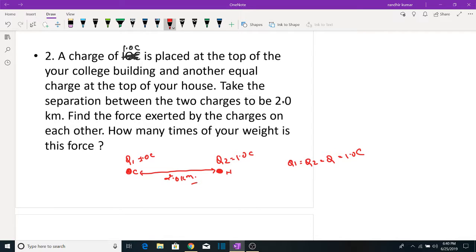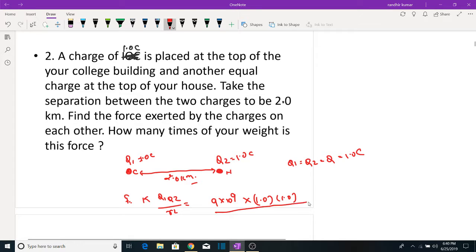So now find the force. The force is equal to K Q1 Q2 upon R square according to Coulomb's law. That means 9 into 10 to the power 9 into 1.0 into 1.0 upon 2 into 10 to the power 3. 1 kilometer equal to 10 to the power 3 meter.